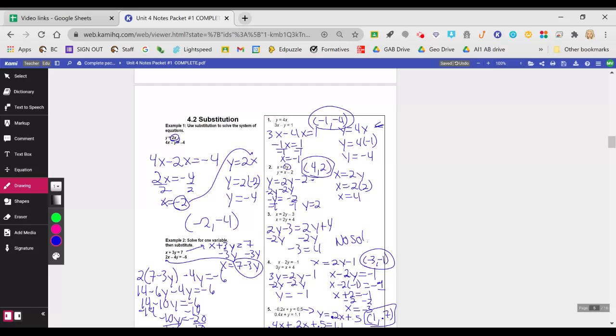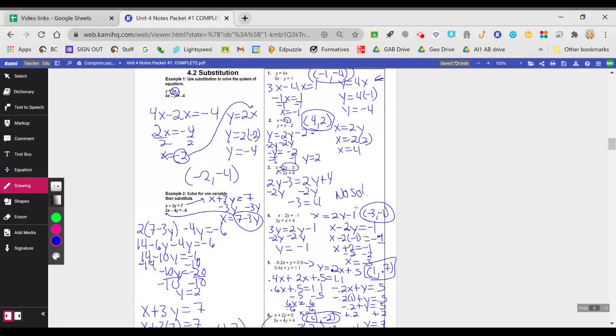Number 3, these both equal x. So when I substitute 2y minus 3 in for x into the second, I get 2y minus 3 equals 2y minus 4. When I subtract 2y from both sides, I get negative 3 equals 4. Well, this doesn't work. Negative 3 doesn't equal 4. My variables are gone. So that is no solution. That would be when the two graphs are parallel.